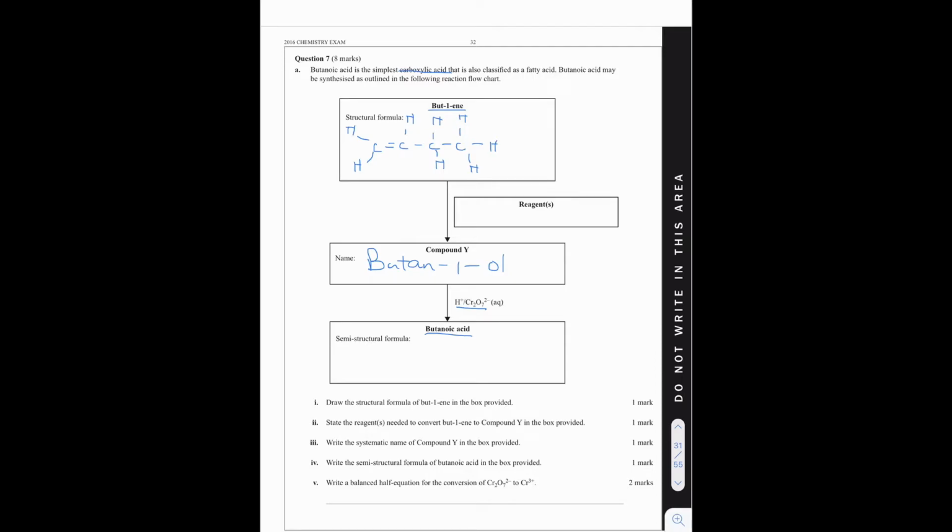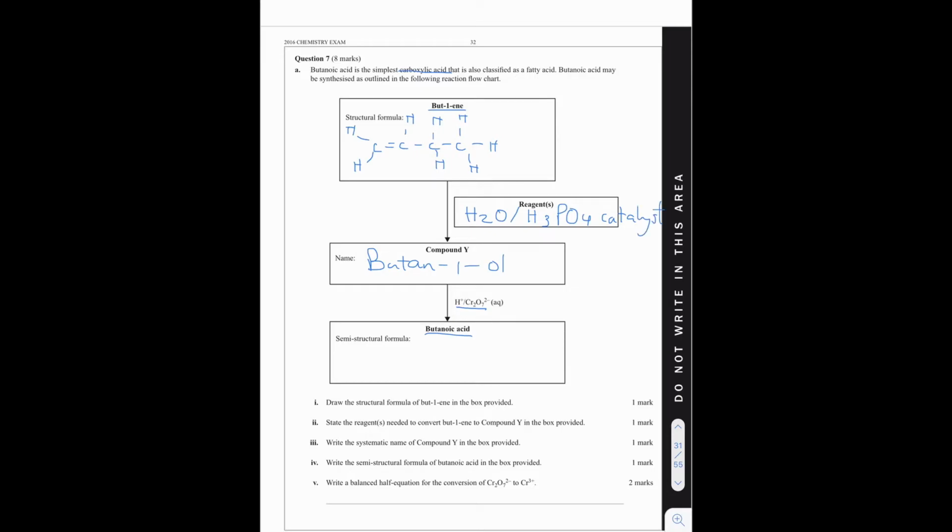And now I can look at, well, okay, what reagents do I need to form butan-1-ol from but-1-ene? What I need is water and an acid catalyst. So phosphoric acid catalyst. You can write the word catalyst.